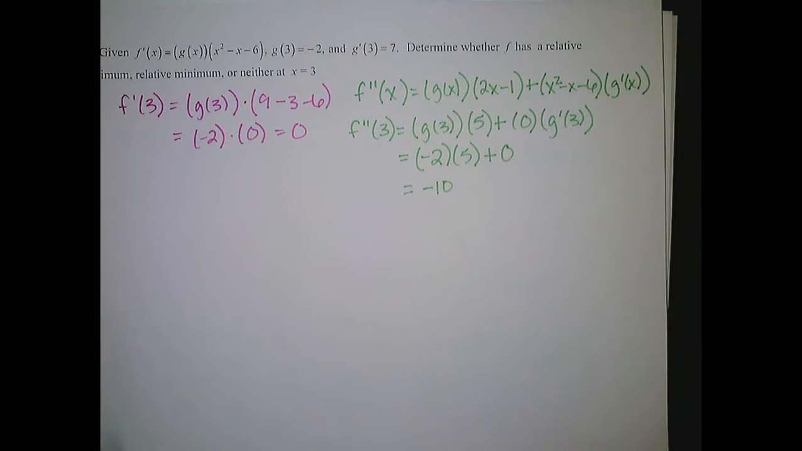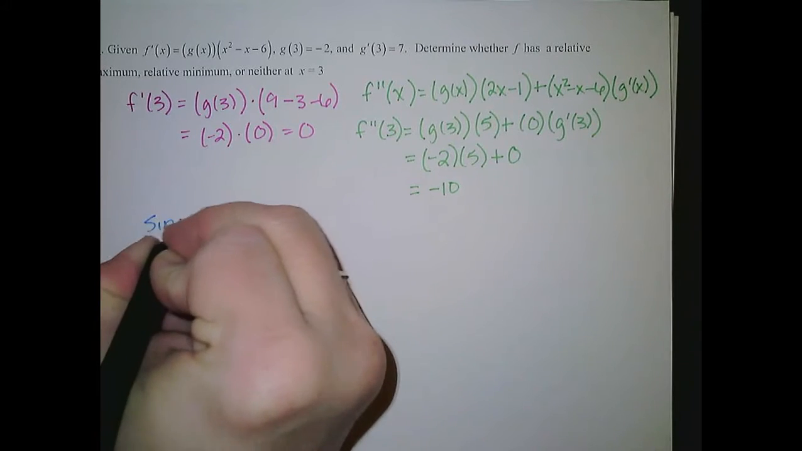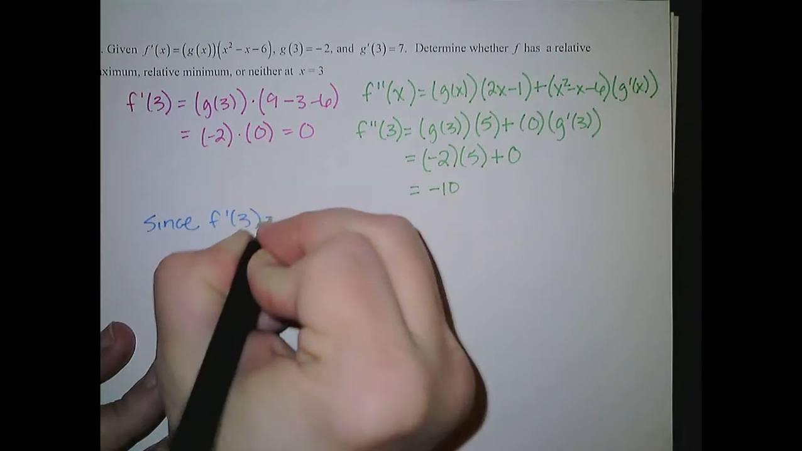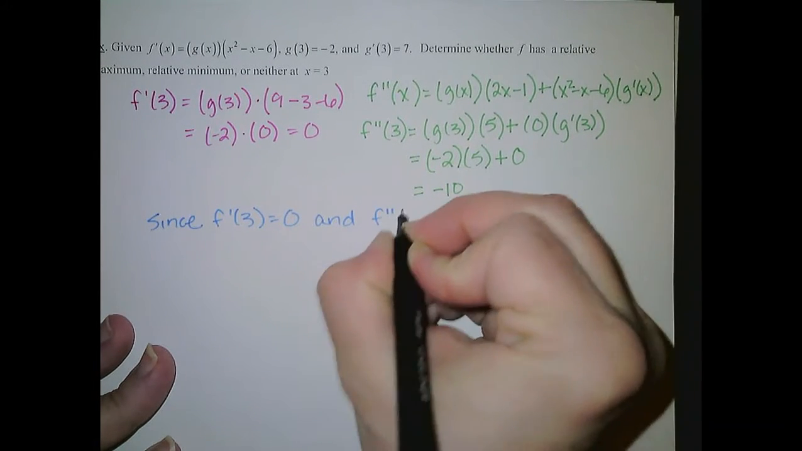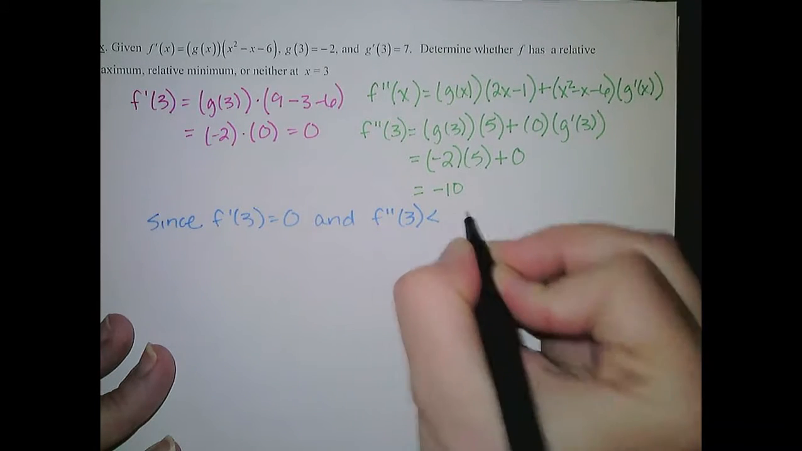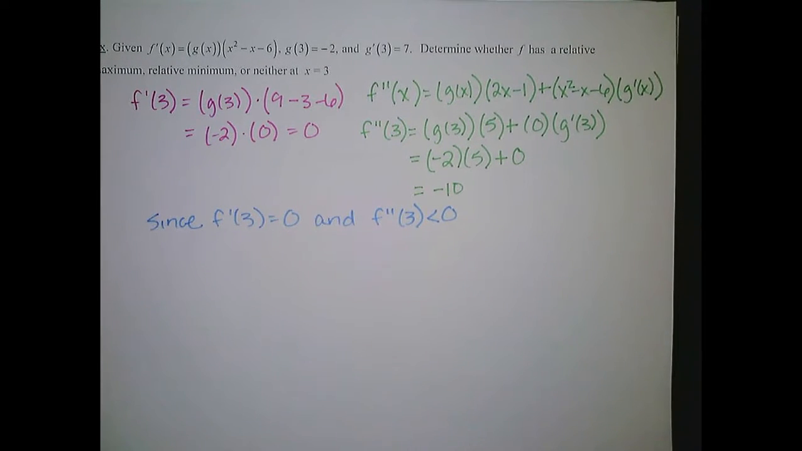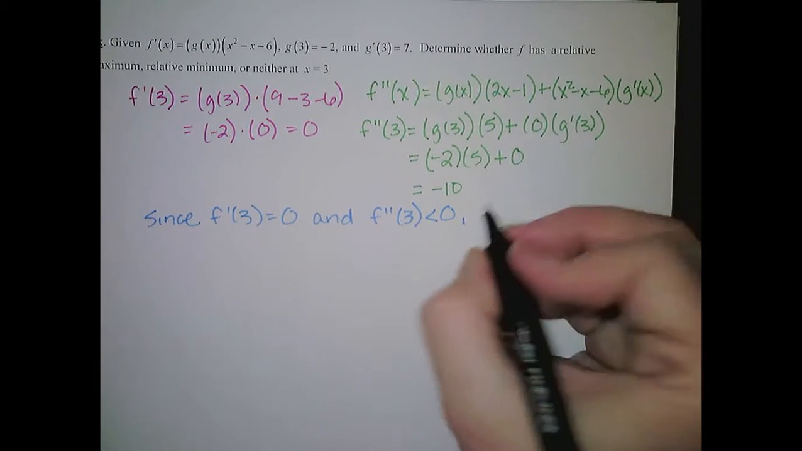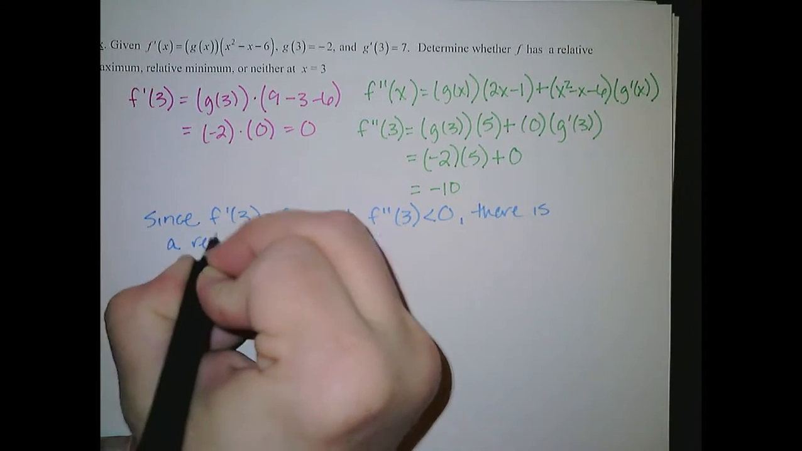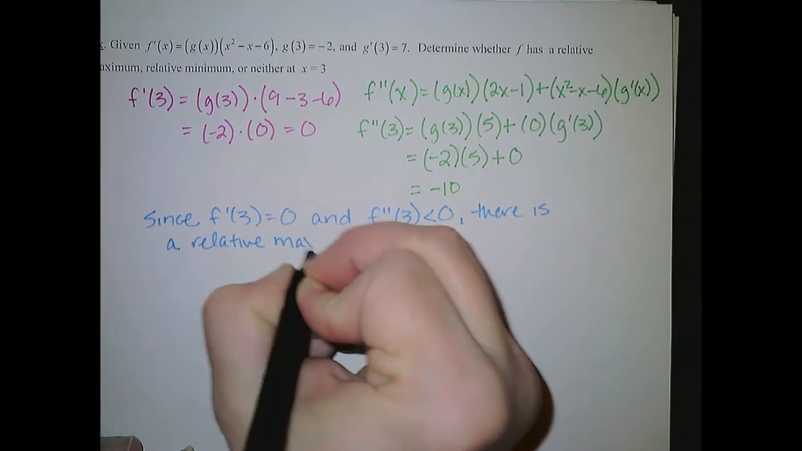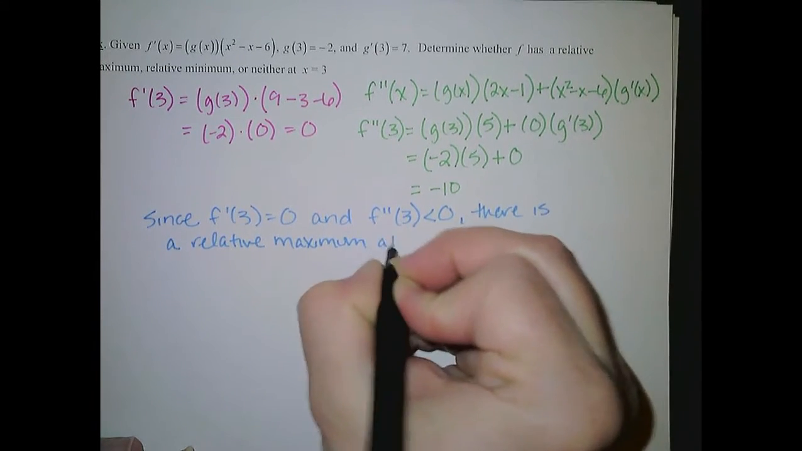So if I put that together, since f prime of 3 equals 0, and the second derivative at 3 is negative, is less than 0, we know we have a horizontal tangent line and that our graph is concave down. So that tells us that we must have a relative maximum at x equals 3.